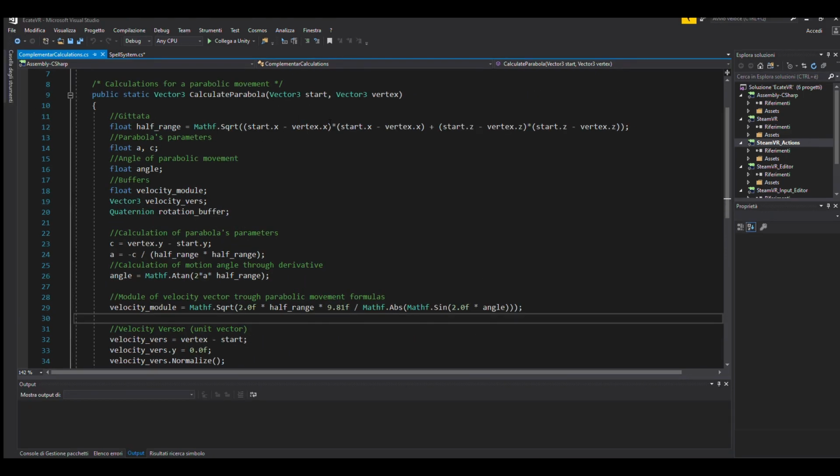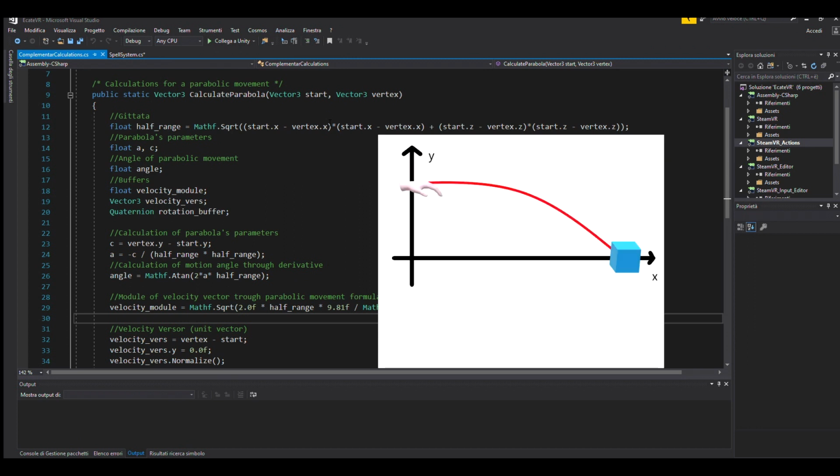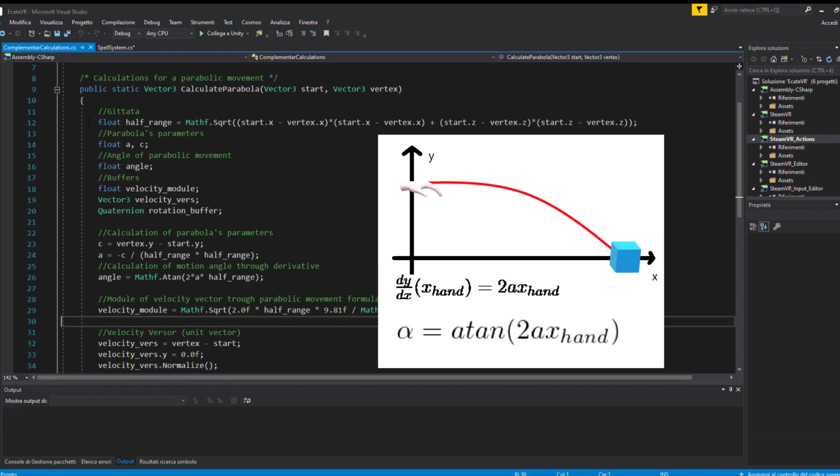Imagine the item and the player's hand in a 2D plane. We need to calculate the parameters of a parabola intersecting its axis at the item's position, and with its vertex at the player's hand. This allows us to find the starting angle for the motion. Simply take the derivative of the parabola at the item's position. You get the slope of the parabola in that point. The arctangent will give you the corresponding angle.